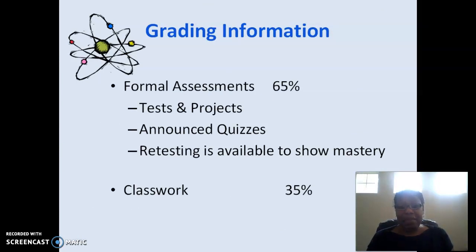Grading is the same as it was in the 7th grade at J.M. Robinson. Formal assignments are 65% of the overall average, and classwork is extremely important. So daily attendance in class and participation and good in-class work habits, all of that plays a role in completing your classwork, which is 35% of your average.